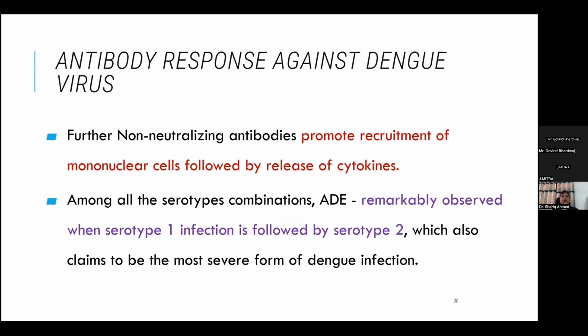These non-neutralizing antibodies promote the recruitment of the mononuclear cells and then help release the cytokines. This phenomenon is majorly seen when after serotype 1 infection we are infected by serotype 2. Although it can occur in any combination, the most severe form of infection can occur when we get infection by serotype 1 followed by serotype 2.